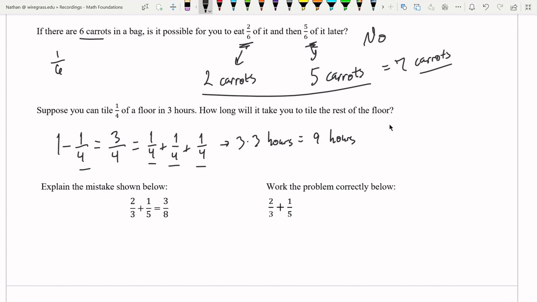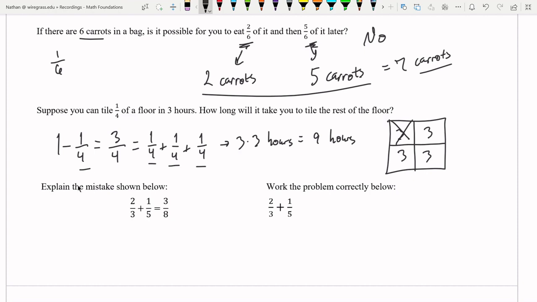You can also think of this as like a diagram. If we're going to cut it into fourths, this takes 3 hours. That means this takes 3 hours, 3 hours, 3 hours. This one's already done. So what remains? Well, 9 hours remains for the rest of the tiling.